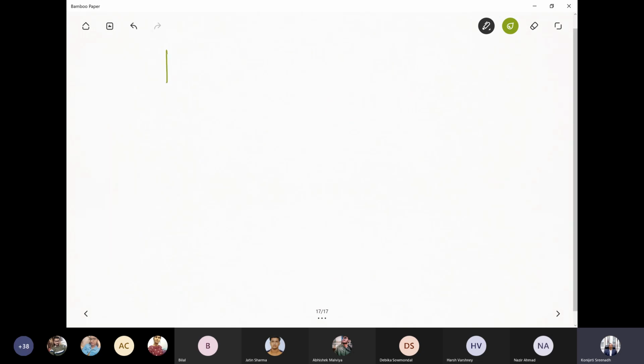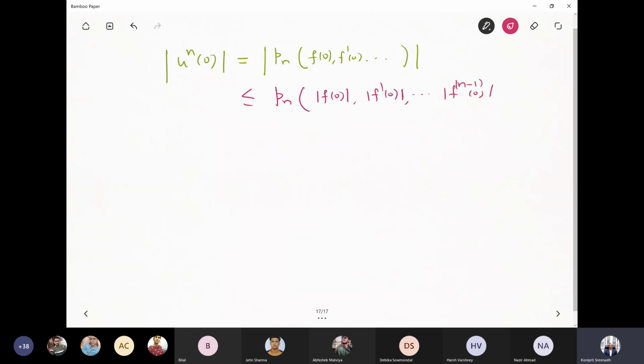Okay, so let us look at this one. So Un at 0. When I write the absolute value of this, it is nothing but the mod of Pn of whatever you have, f0 and f prime 0, all those, right? So now we have the estimate. This is now less than or equal to Pn of mod f0, mod f prime 0, right?